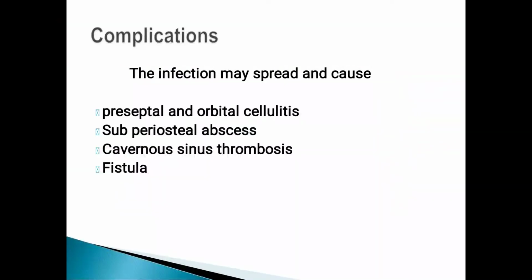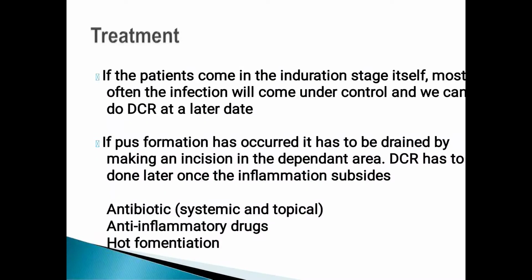This infection may spread to the orbit, leading to orbital cellulitis. It may also spread to the cavernous sinus. That is a very dreaded complication, and it may form a fistula. So what do we do in acute dacryocystitis?